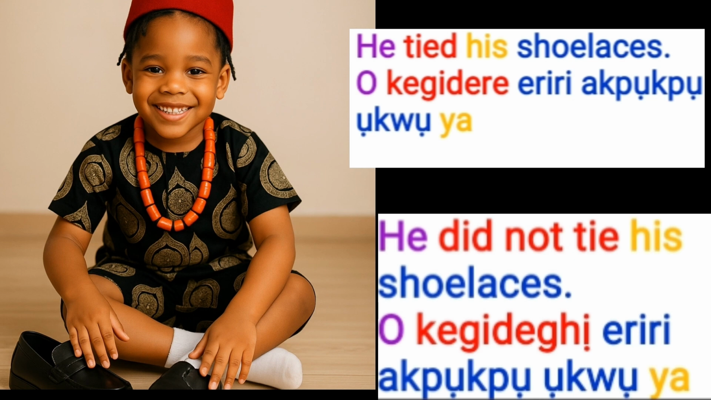Next, he tied his shoelaces. O kegidere eriri akpụkpọ ụkwụ ya. Negation: he did not tie his shoelaces. O kegideghị eriri akpụkpọ ụkwụ ya.